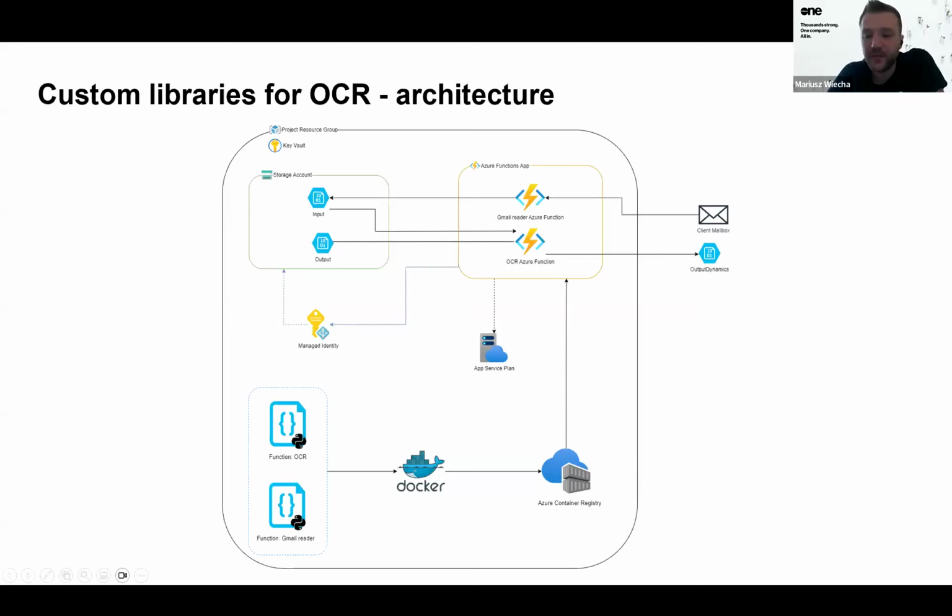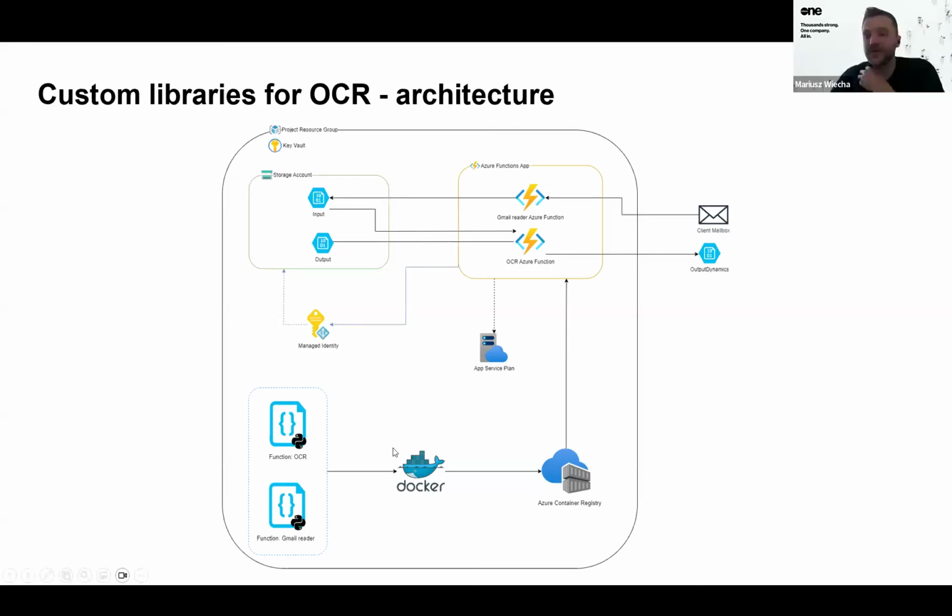As you can see here at the bottom, both the Gmail and OCR Azure functions are containerized using Docker. This containerization ensures a consistent environment and easier deployment. The Docker containers are stored in Azure Container Registry, which securely manages and stores these images for deployment into the Azure Function App. It's the best approach, containerization, because to be honest, we had a lot of problems with the Python packages and how to connect everything.